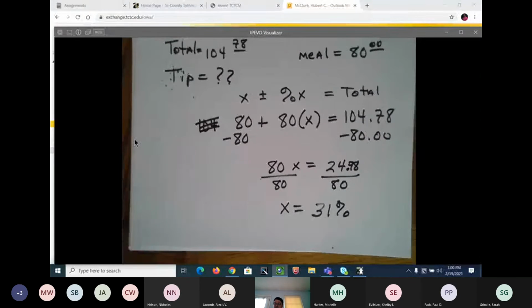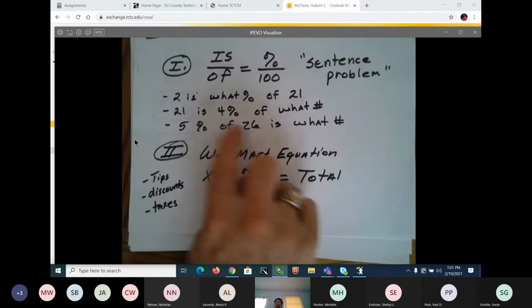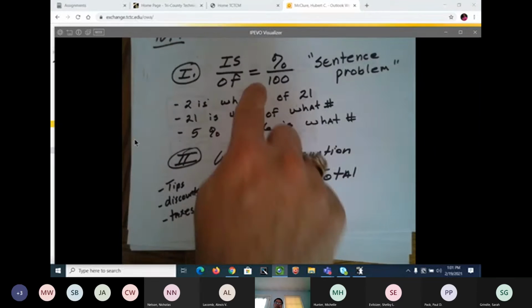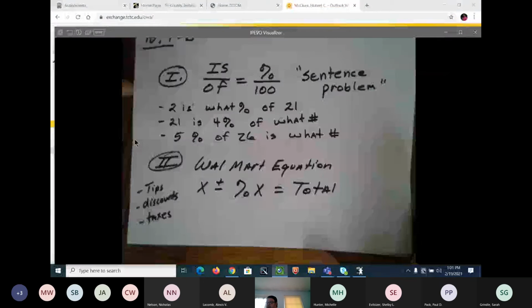Okay, so if I test you on anything in 2.10.1, I'm going to test you on the sentence equations and the Walmart equations. Sentence equations, those right there, is up percent over 100. Probably one or two of each. That's what I'm going to test you on out of 10.1.